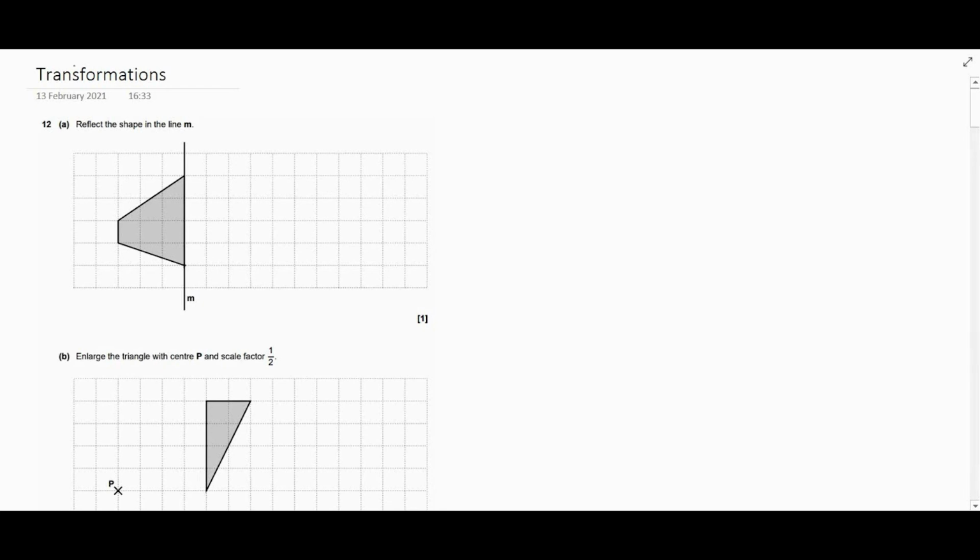This focuses on transformations, both of shapes on an axis and of graphs in general. The first question explores the basic methods of transformation. So here we have a reflection in this line M.